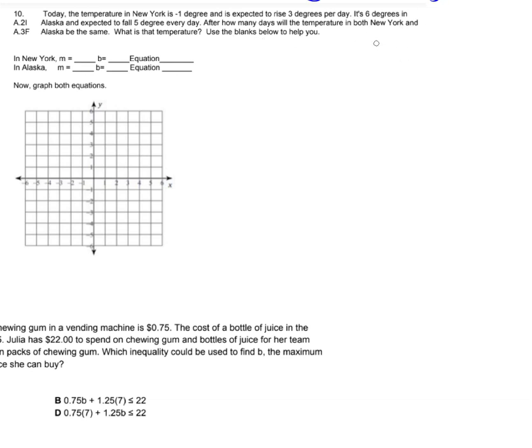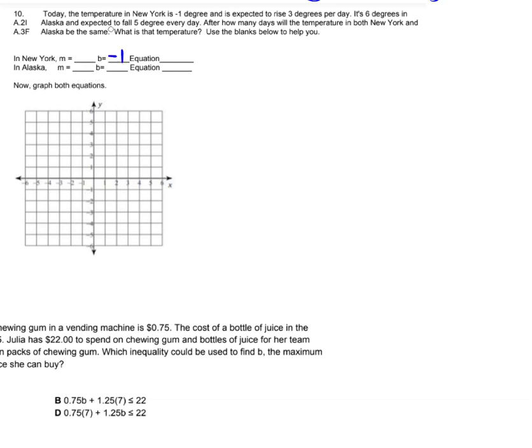So this one's actually an application one. This is how you might actually use that whole graphing to find the system of equations, right? So let's go ahead and do it step by step. This is going to be a little bit of a pain in the bottom, but let's go ahead and work with it. So today the temperature in New York is negative 1 degree. So negative 1 degree is actually kind of like my starting point. All right, that's going to be my B.